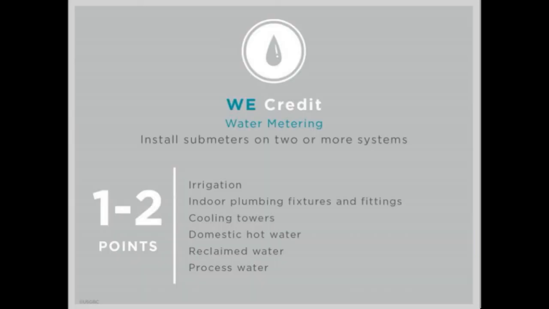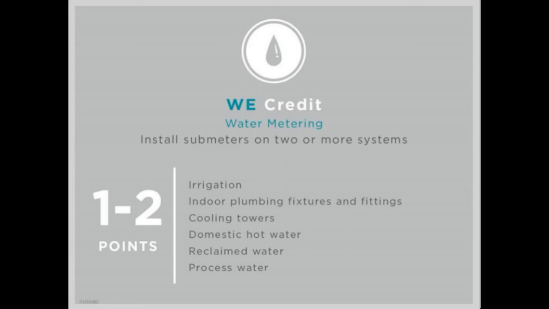Just like the prerequisite, there are establishment as well as performance requirements for the credit. Under the establishment component, projects should establish permanently installed meters: 1 point for 2 water subsystems, 2 points for 4 or more water subsystems listed here.